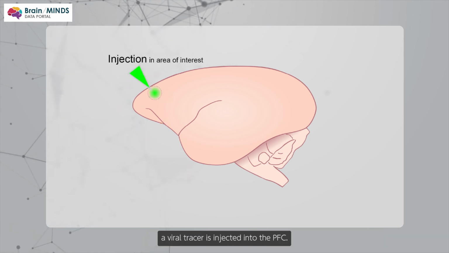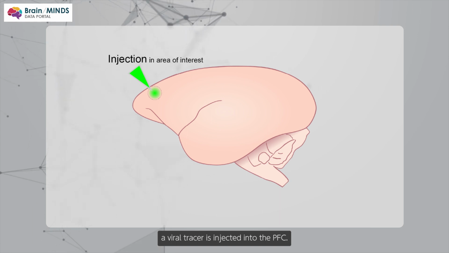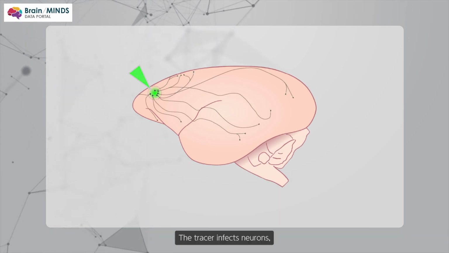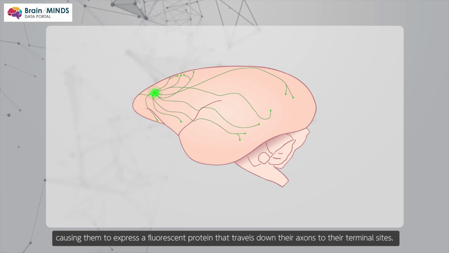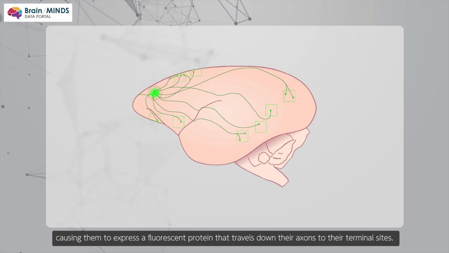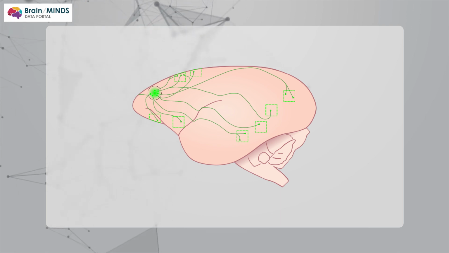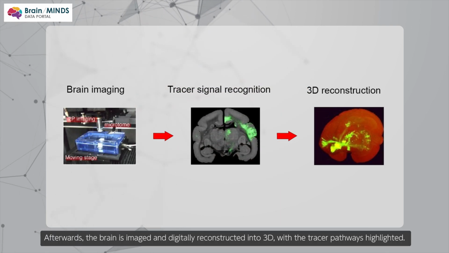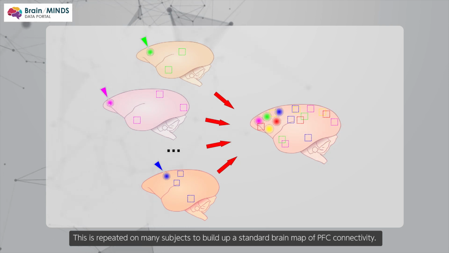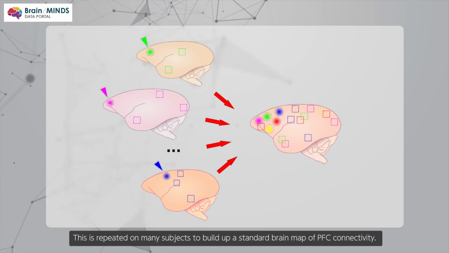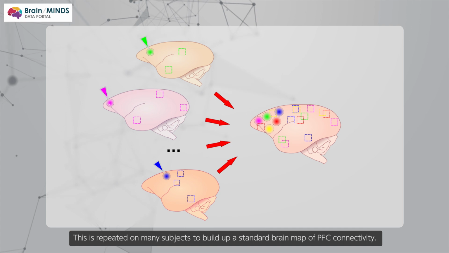In this study, a viral tracer is injected into the PFC. The tracer infects neurons, causing them to express a fluorescent protein that travels down their axons to their terminal sites. Afterwards, the brain is imaged and digitally reconstructed into 3D, with the tracer pathways highlighted. This is repeated on many subjects to build up a standard brain map of PFC connectivity.